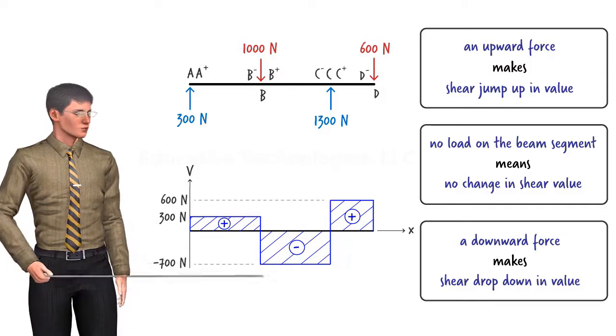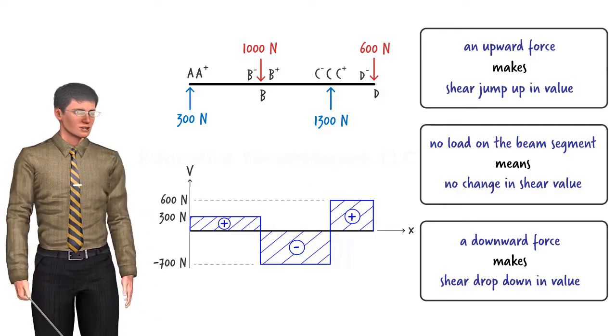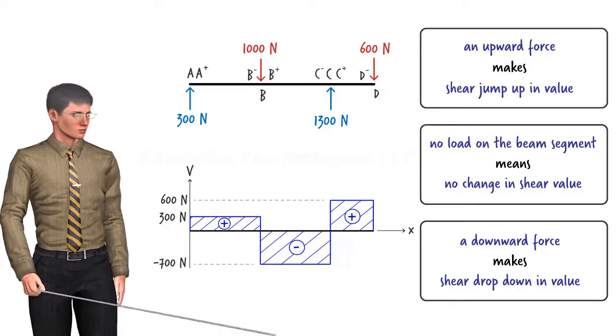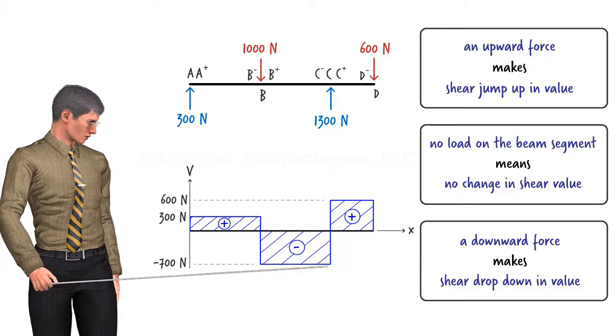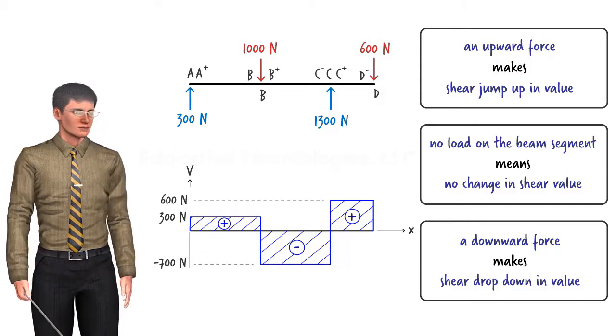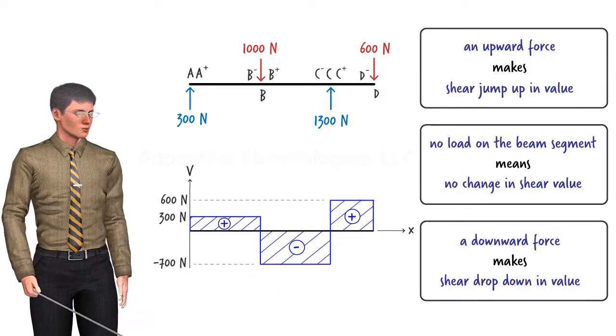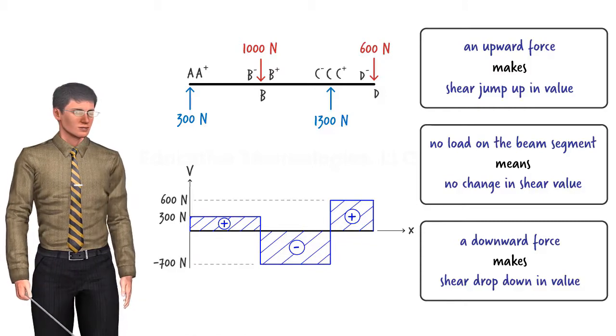The upward reaction force of 1,300 newtons at C causes an increase of 1,300 units in shear. Shear goes from negative 700 newtons at C- to positive 600 newtons at C+. Shear remains constant between C+ and D-. Then at D, shear drops by 600 newtons to 0.